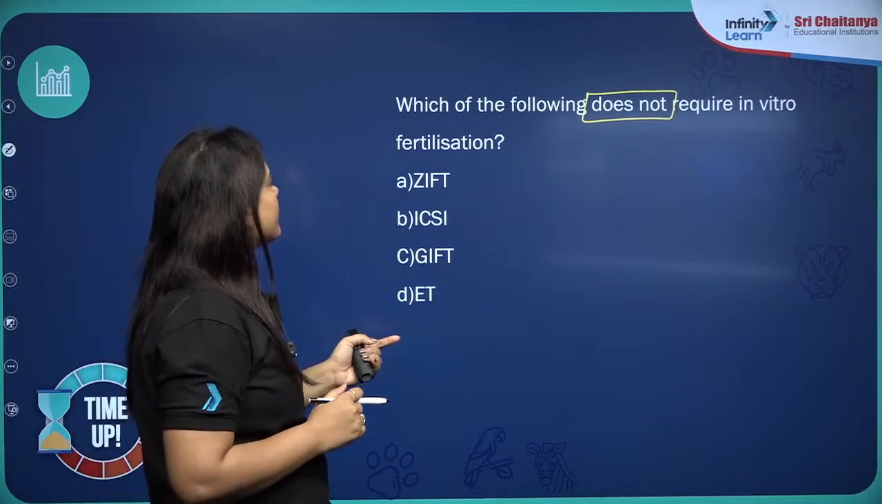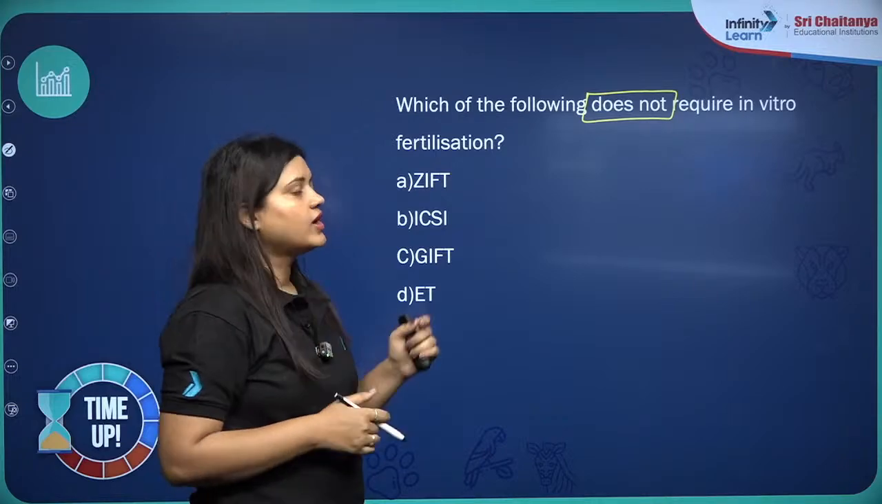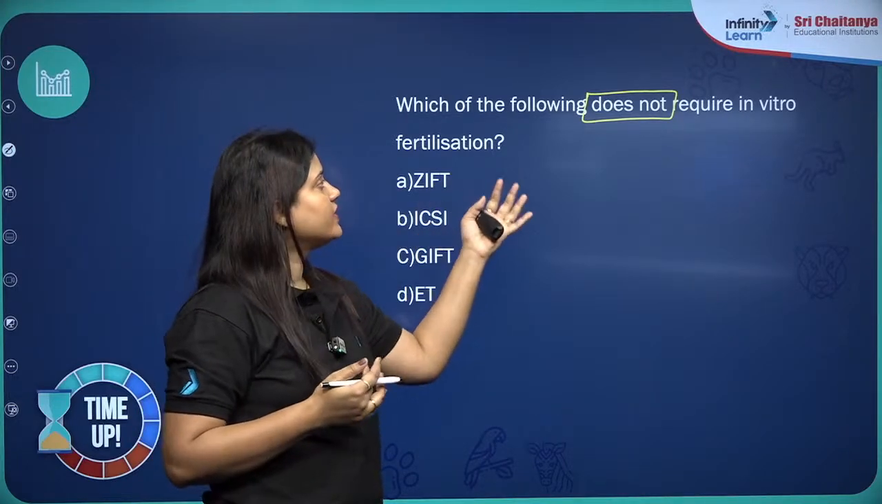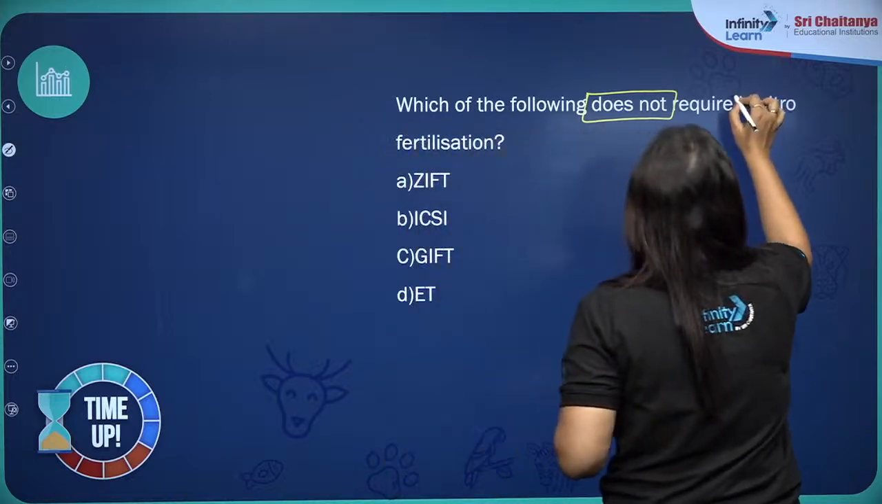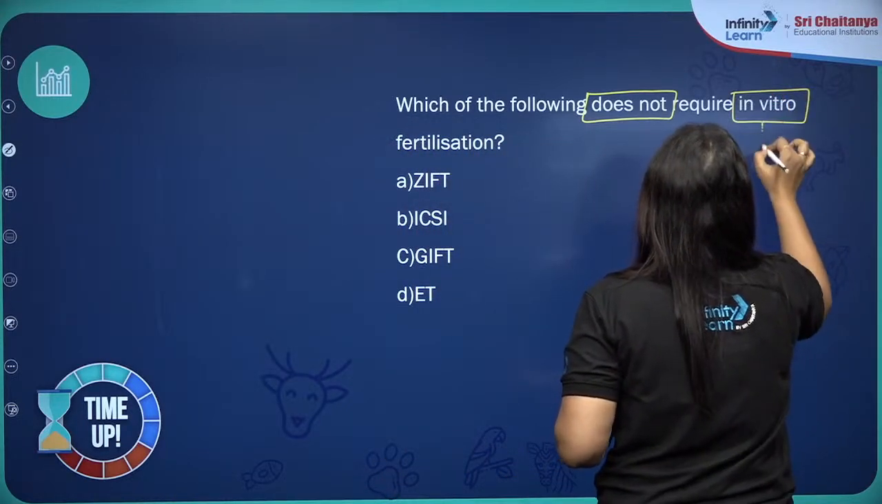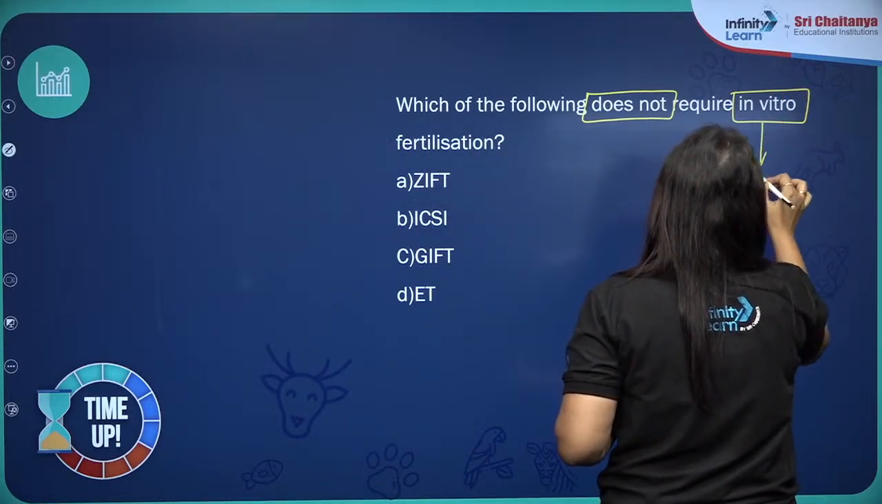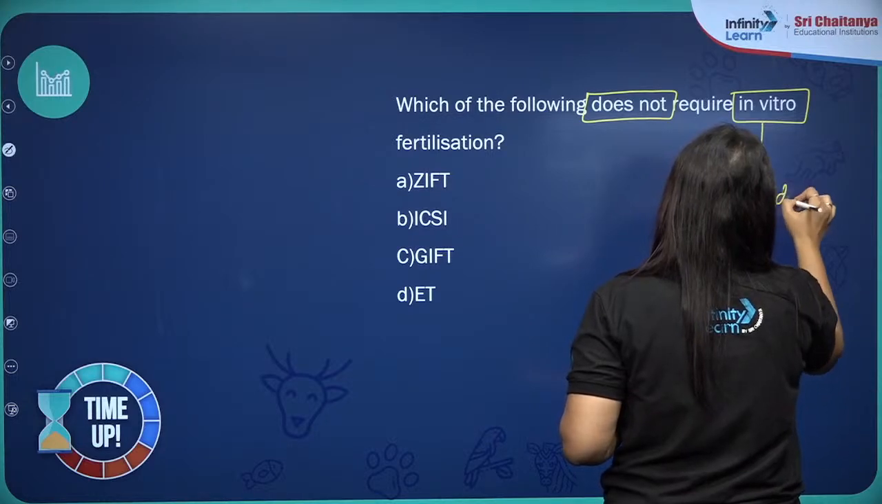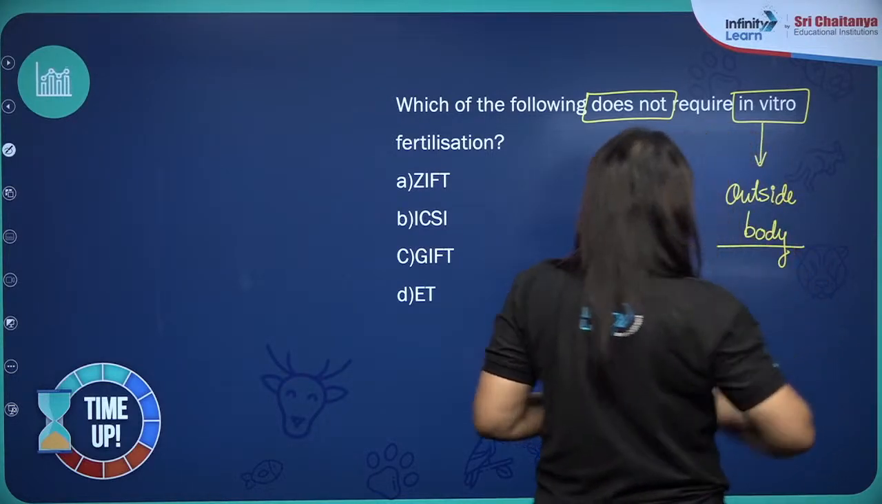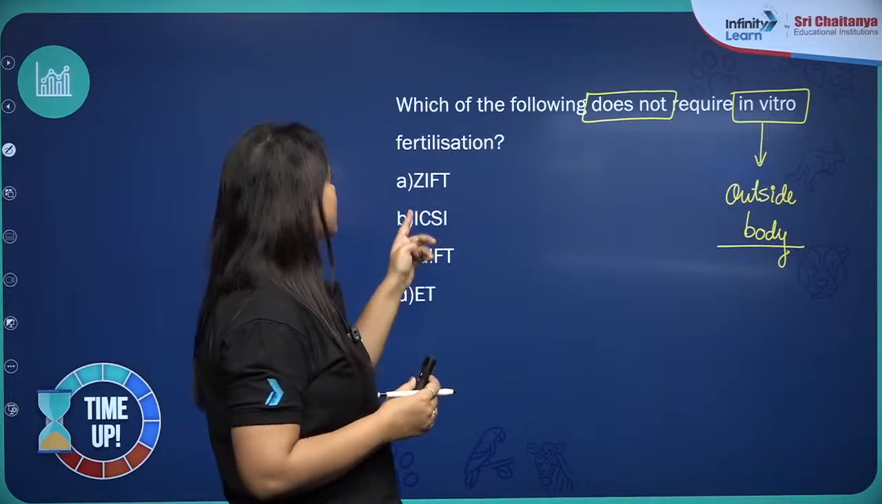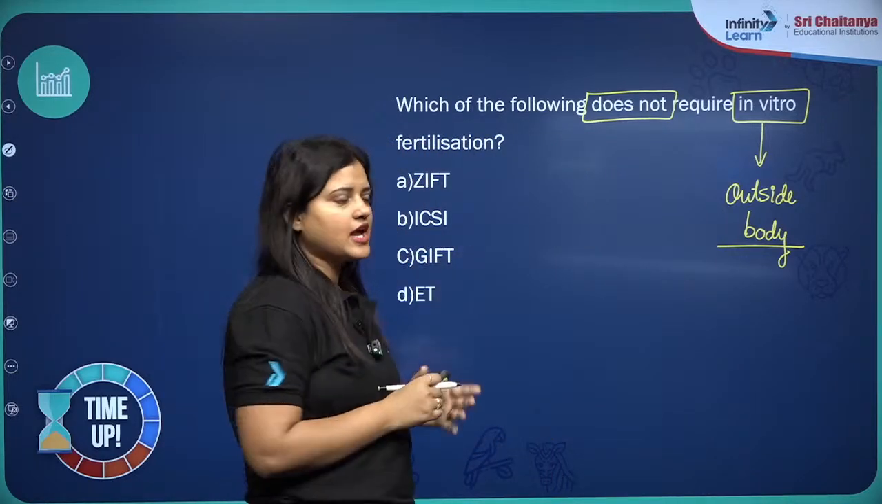Okay. So now let's see what they are asking. They are asking which of the following does not require in vitro fertilization. So what is in vitro fertilization? Fertilization outside the body. Okay. So when we talk about ZIFT, ZIFT क्या है? Zygote.